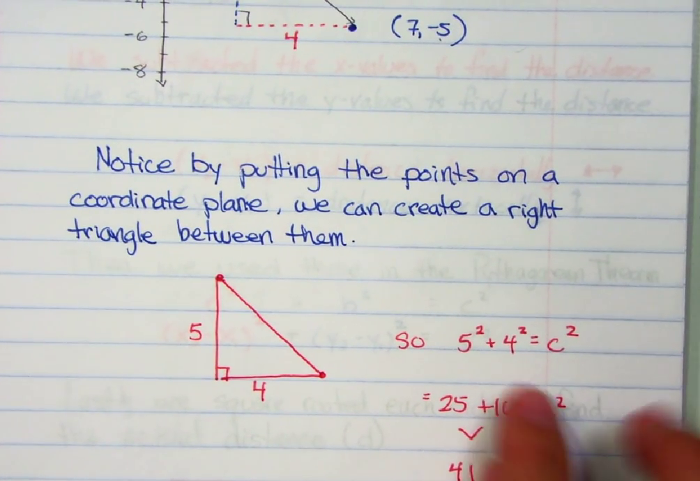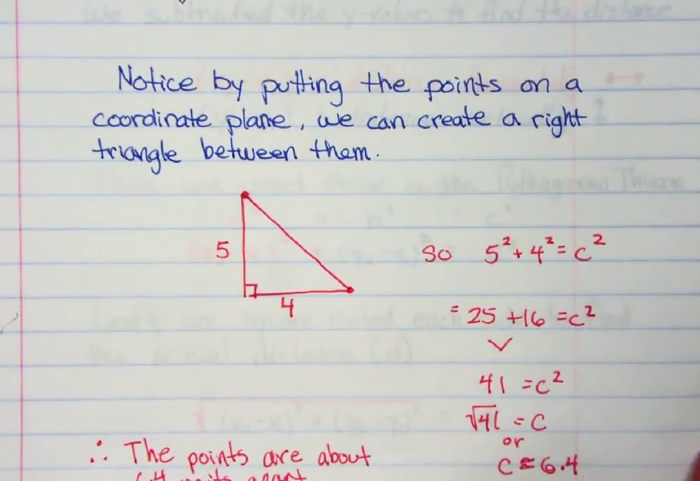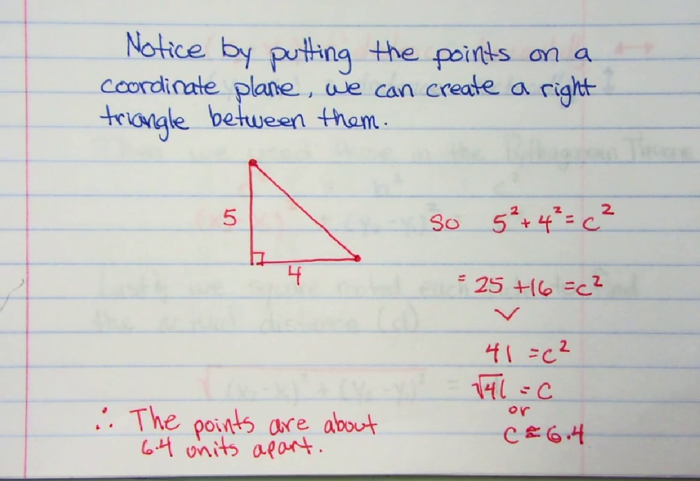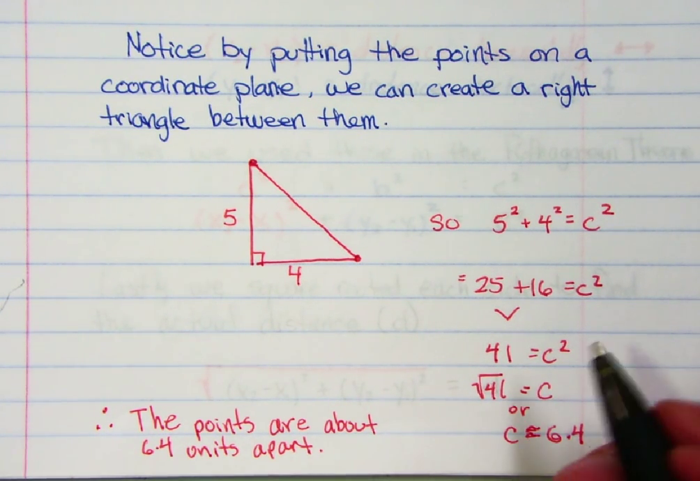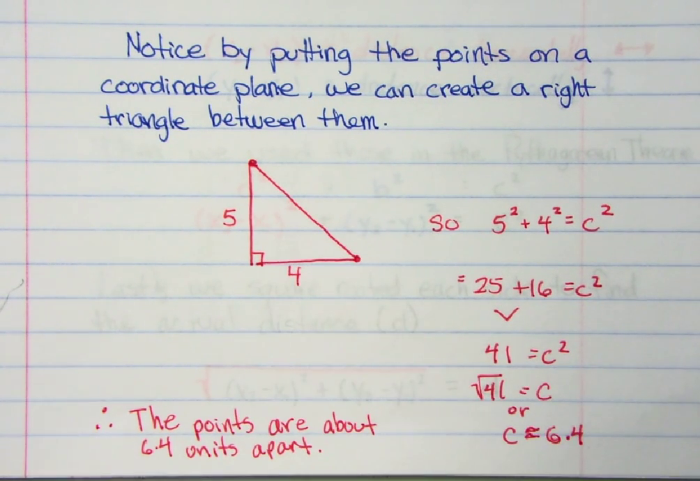And I use my Pythagorean theorem to solve the diagonal. I do some math here, crunch some numbers and simplify, and I get approximately 6.4, whatever it is, centimeters, units, however you want to call it. So that's how we're going to use the coordinate plane to figure out distances between points.